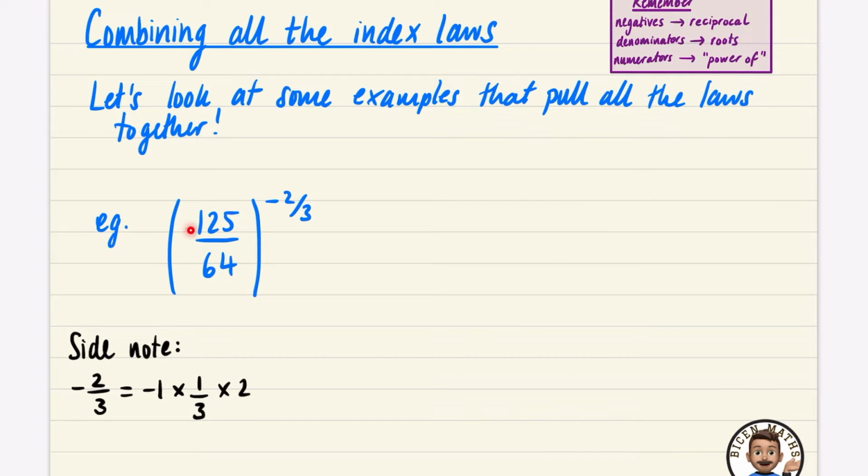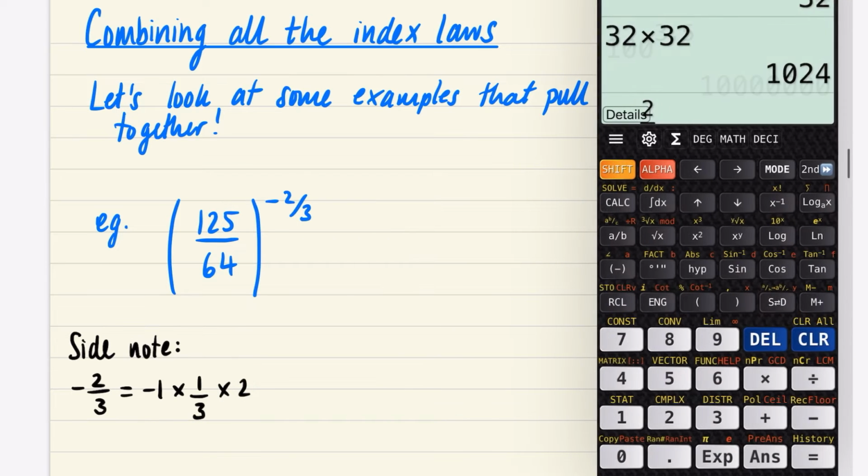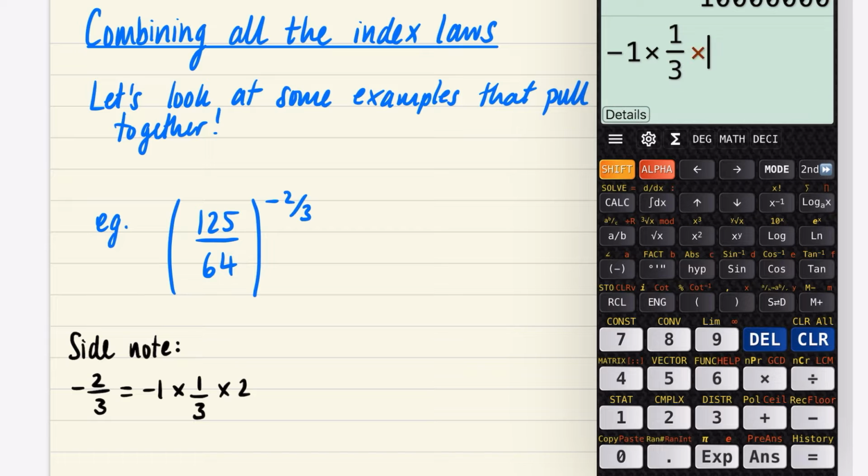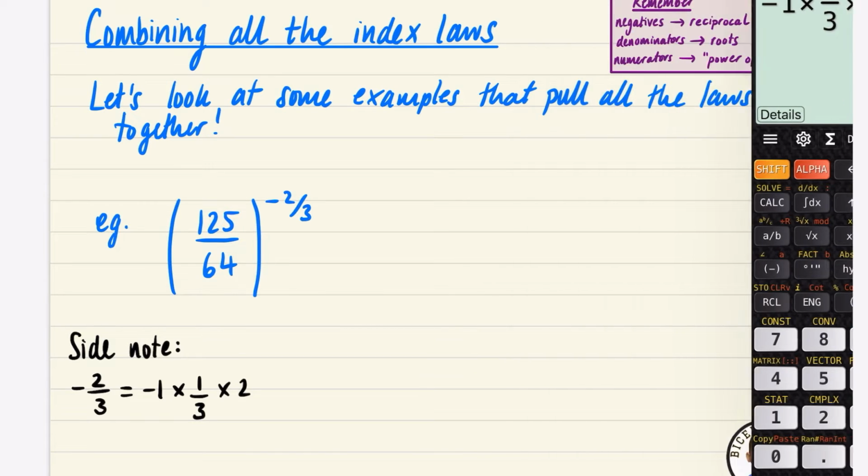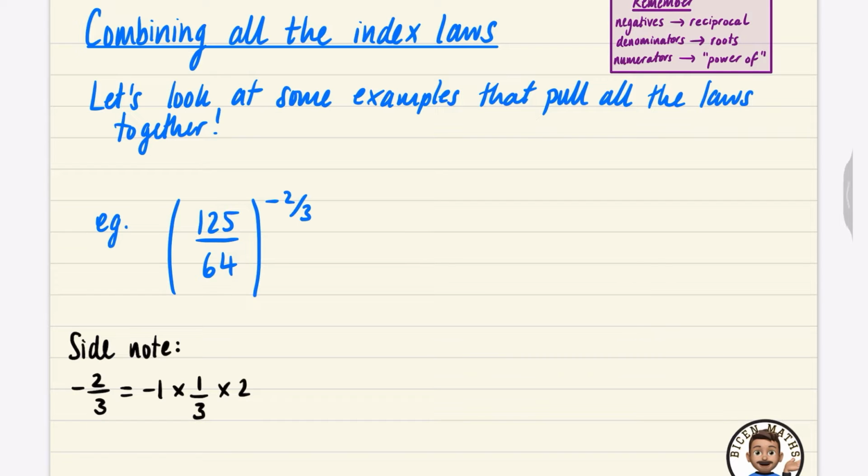Now I am trying to do 125 over 64 to the power of minus 2/3. I've done a little side note down here that minus 2/3 is equivalent to these three things here. We could say that it's minus 1 multiplied by a third multiplied by 2. I'll just quickly convince you of that. If I do minus 1, I multiply it by a third, minus 1 multiplied by a third multiplied by 2, it is minus 2/3. Okay, so I'm quite able to take minus 2/3 and split it up in this way.